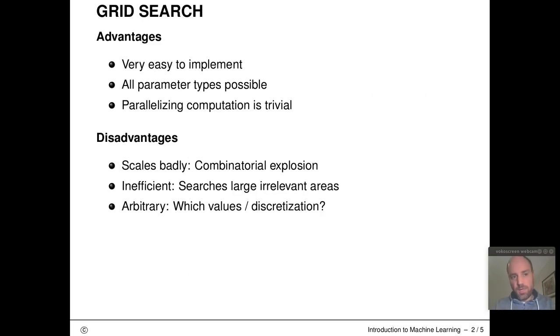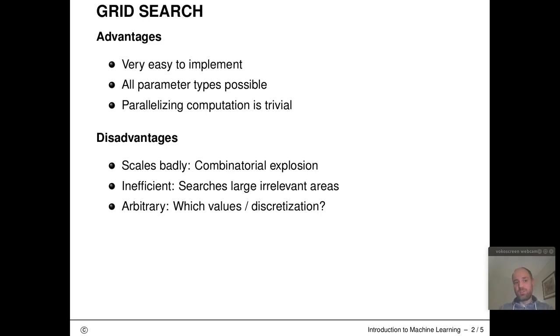So what are the advantages of this algorithm? First of all, it's super easy to implement. I guess everyone could do this in a couple of minutes, at least for basic prototypes. All parameter types are possible. So categorical stuff is obviously possible, integer stuff and continuous stuff is possible if we discretize them. Parallelization of the computation is also trivial. It doesn't really matter in what sequence we evaluate these configurations. There's no real computational dependence between the experiments. So this is what we usually would call an embarrassingly parallel process. That's super simple to parallelize.